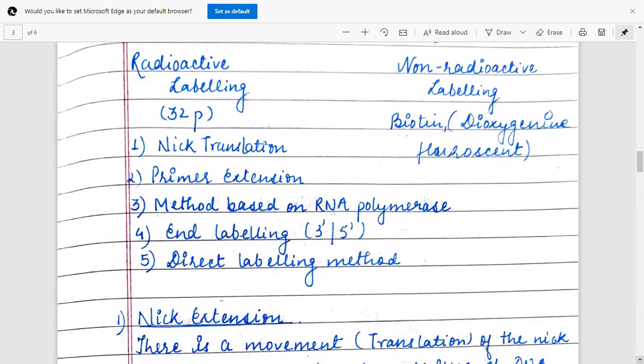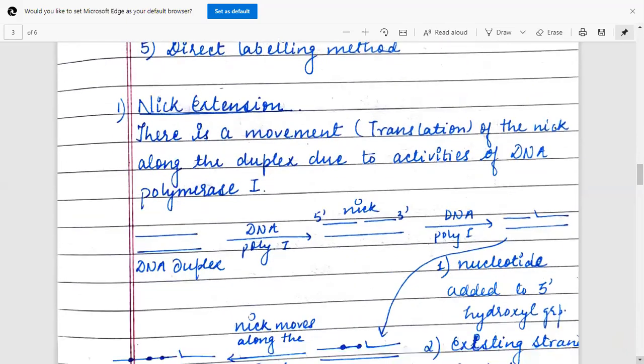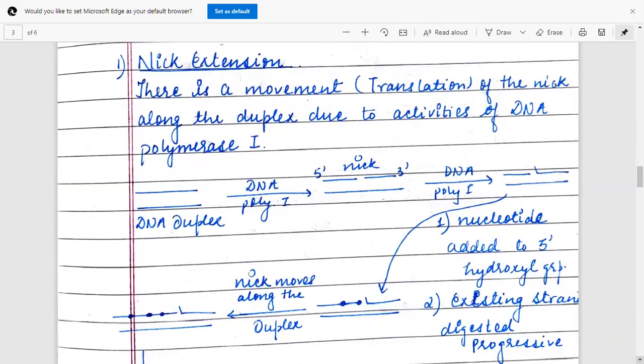So coming to them one by one, like Nick translation. Why is this called Nick translation? Here, in fact, this is written as extension. It should be translation. This has been written by one of my students also. There is a movement, so movement of the Nick. There is a translation of the Nick along the duplex due to the activities of DNA polymerase.